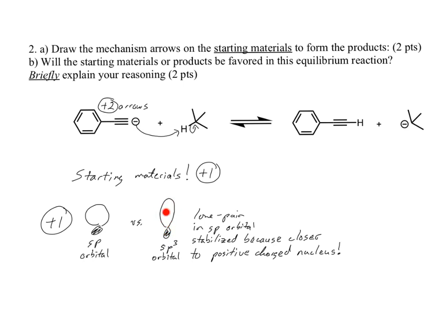So the lone pair here is farther away from the nucleus. If you're close to the nucleus, the charge in the nucleus is positive because it has protons. So you want to be closer. That's going to make it more stable. So this sp hybridized with a negative charge in a lone pair is more stable than an sp3 because the shape of the sp orbital puts the lone pair closer to the nucleus, which is positively charged.